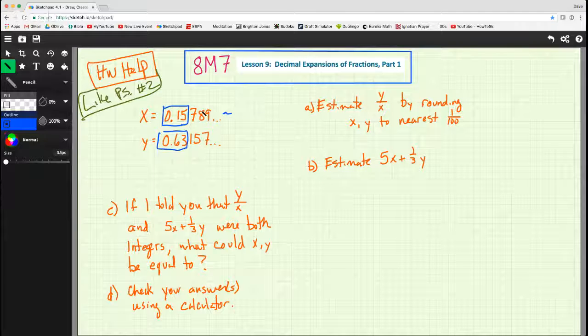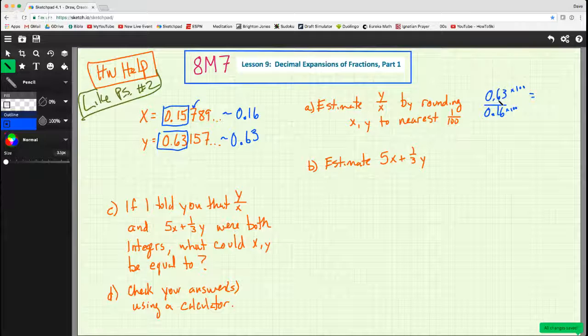And so this guy is about, we have to look at this 7 and say, oh, well, we have to round up, so 0.16. And here we got 0.63. So let's estimate y over x. Okay, so 0.63 over 0.16. Well, before we even do our division, I'm going to multiply top and bottom by 100 to make this easier to do. So I'm basically moving my decimal 2 to the right, so we get 63 over 16. Right? That's easier to divide than 0.63 over 0.16.